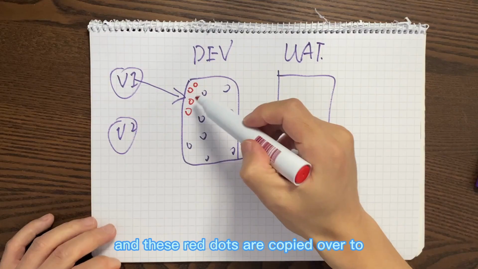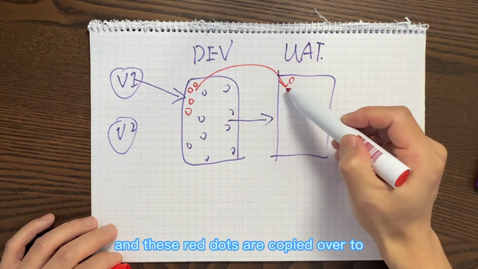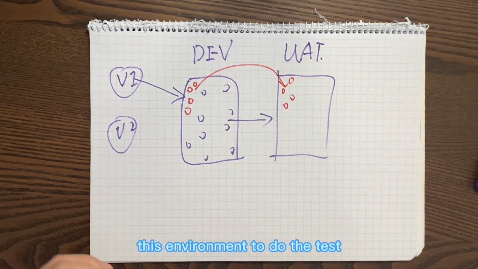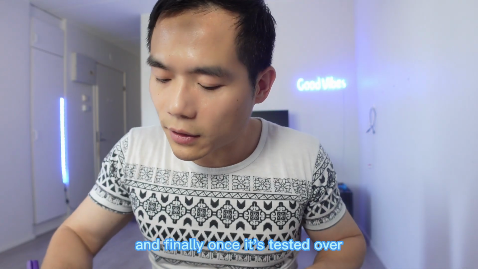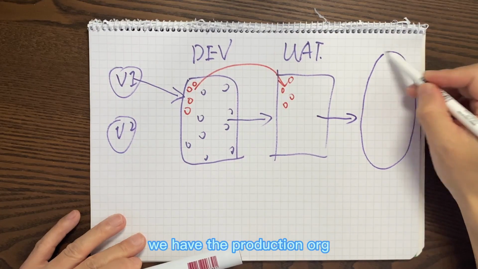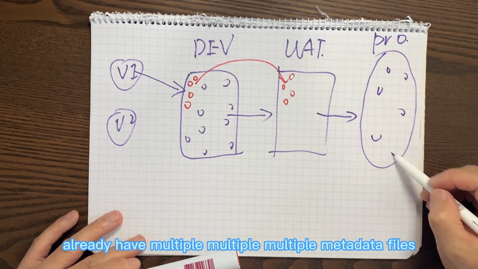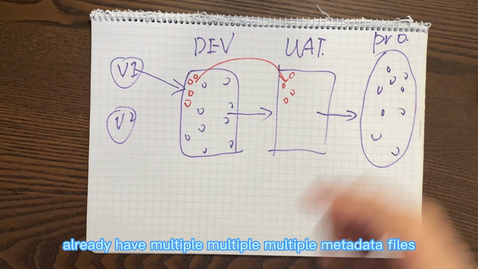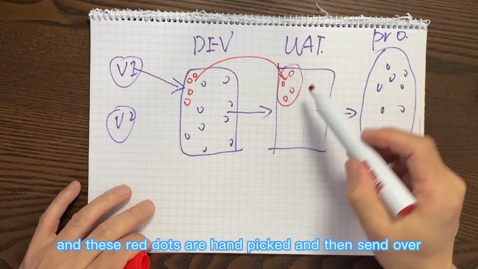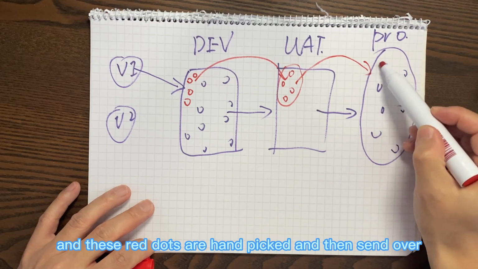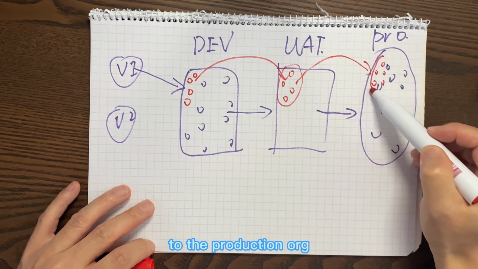And these red dots are copied over to this environment to do the test. And finally, once it's tested, we have the production work. This is our final place, which already has multiple metadata files, and these red dots are handpicked and then sent over to the production work.